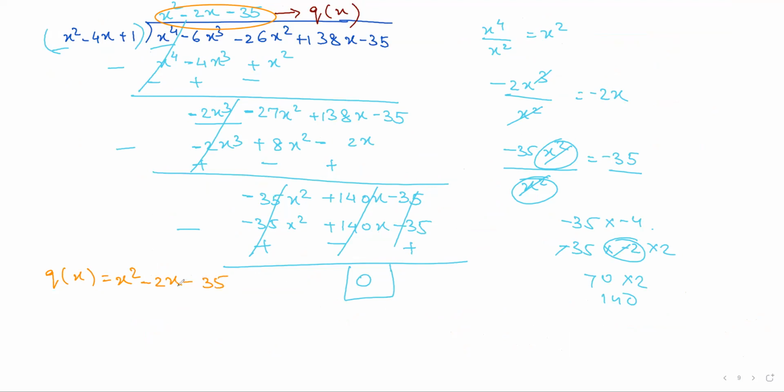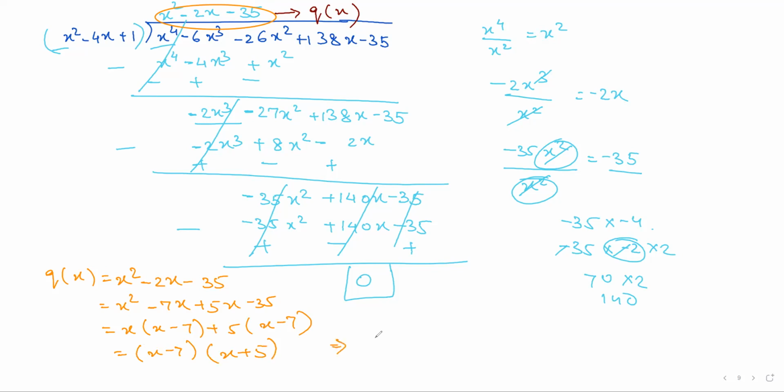Now you can use the middle term splitting method over here. This minus 35 is to be split into a difference of 2. So 35 is 7 into 5. You can subtract them to get 2, but you want a minus sign over here. So this is x squared minus 7x plus 5x minus 35. This is equal to x common, x minus 7, plus 5 common, x minus 7. This is x minus 7 into x plus 5.